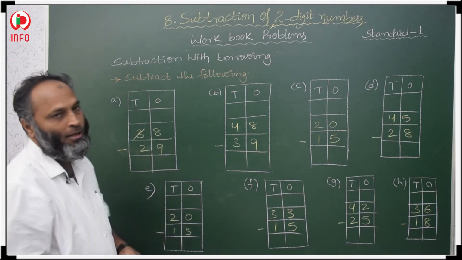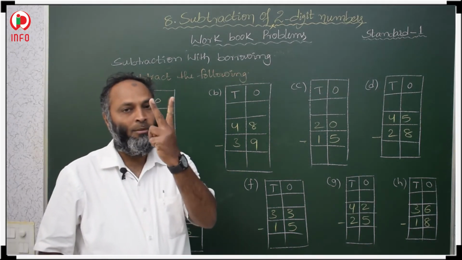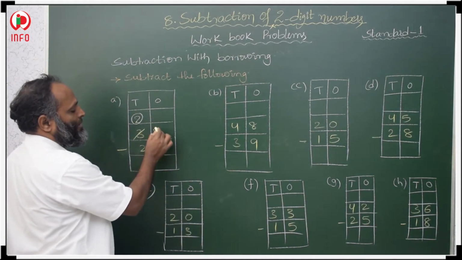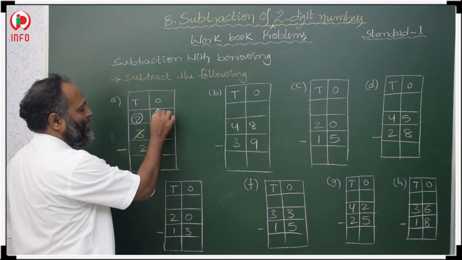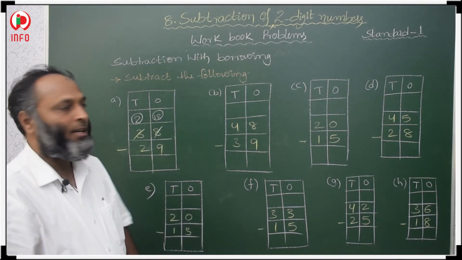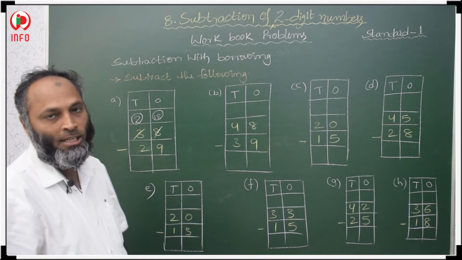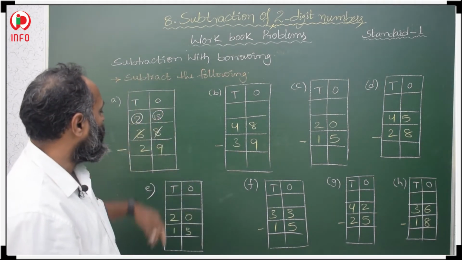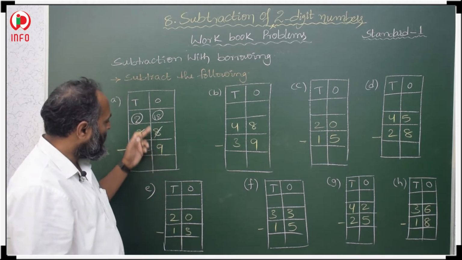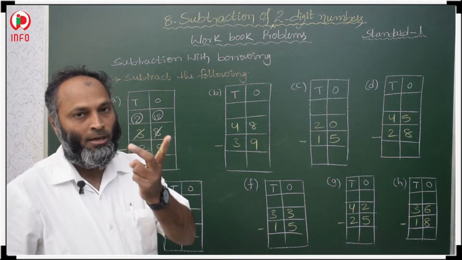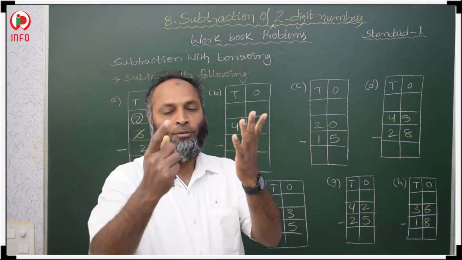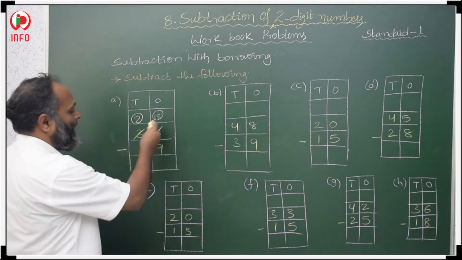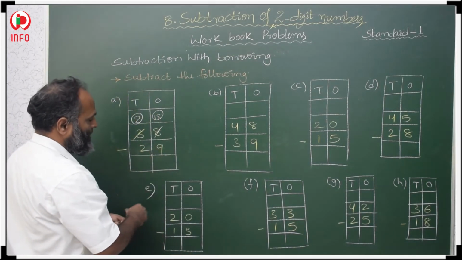10 we have to take. Out of 3 tens, if you borrow 1 ten, then 2 tens are left. Then 1 ten means 10 ones. 10 plus 8, 18 ones you will get. Okay. Now, 18 minus 9 is how much? From 10 to 18 we have to count. 10, 11, 12, 13, 14, 15, 16, 17, 18. It is 9. So 18 minus 9 is 9.